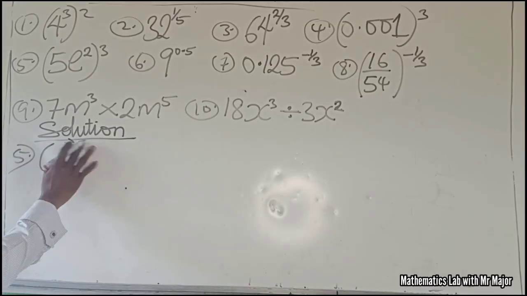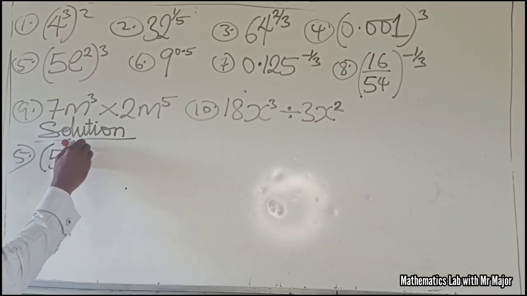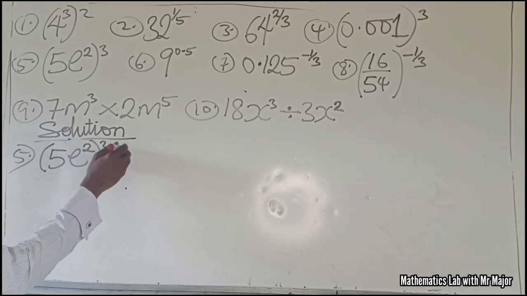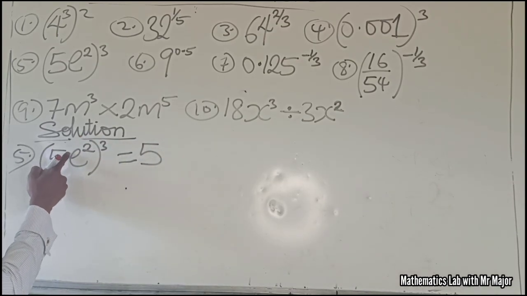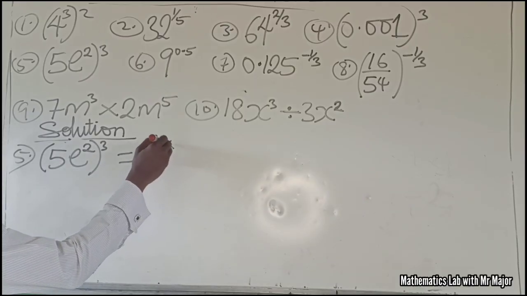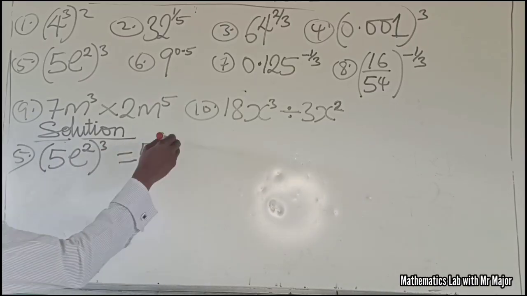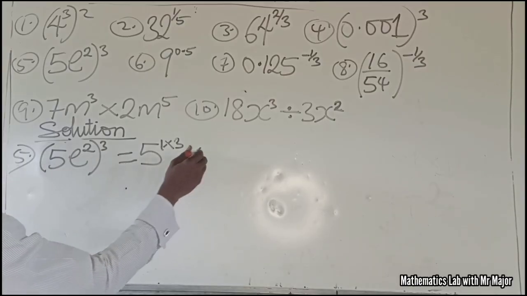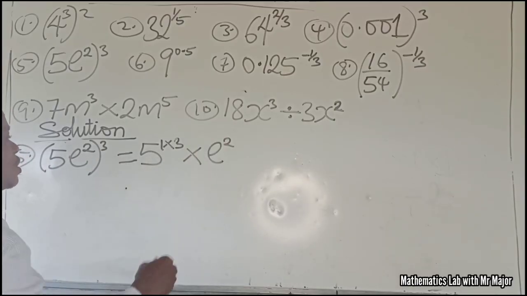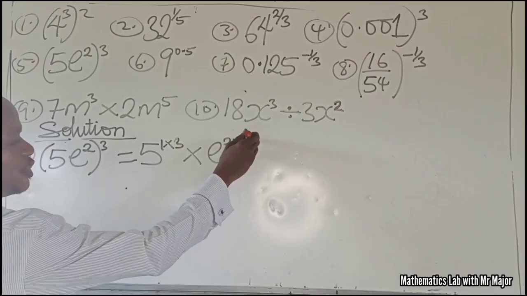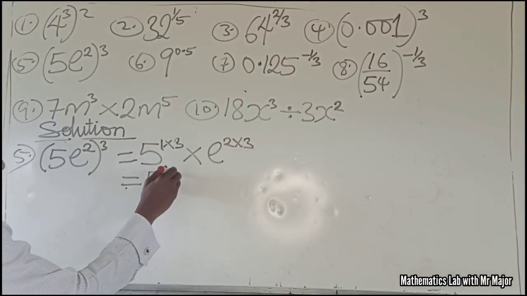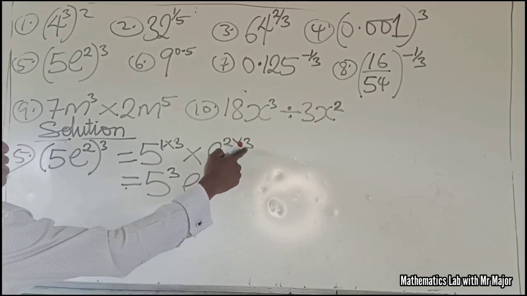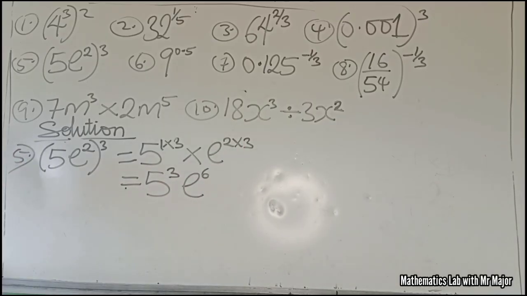The next one is 5e raised to the power of 2, then raised to the power of 3. So that will be 5 raised to power 1. Since it's like this, the power is 1. It will be multiplied by the power outside, times 3. Then times e raised to the power of 2, and then times 3. Which will give us 5 raised to power 1 times 3 is 3, and then 2 times 3 is 6. That is 5 raised to power 3, e raised to power 6.